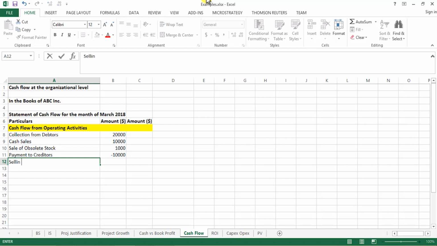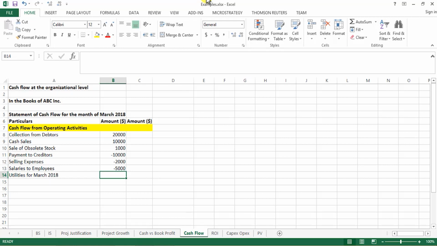Then let's say we have selling expenses, that is your salesman commissions, your transportation, and whatnot. Minus $2,000. You paid your salaries to employees for March. That's another minus $5,000. You paid your utilities for March 2018. That's another, sorry, minus $2,000.